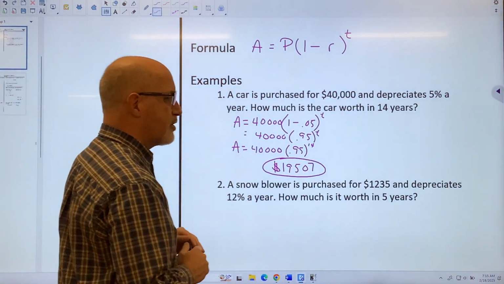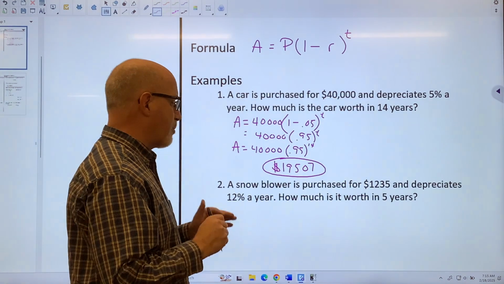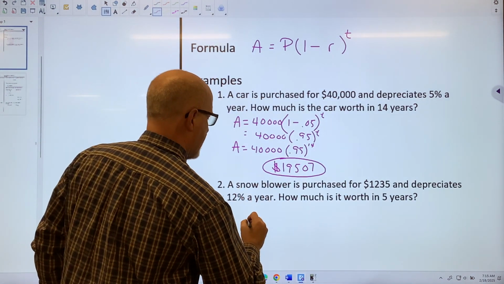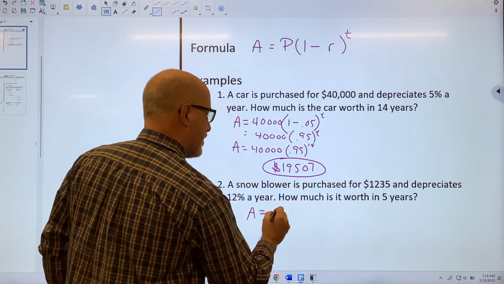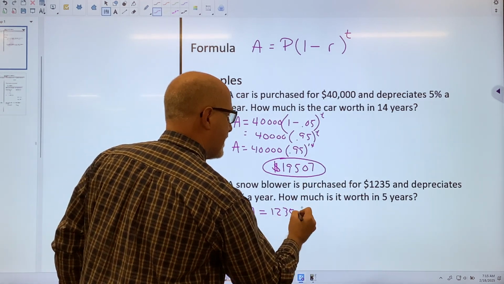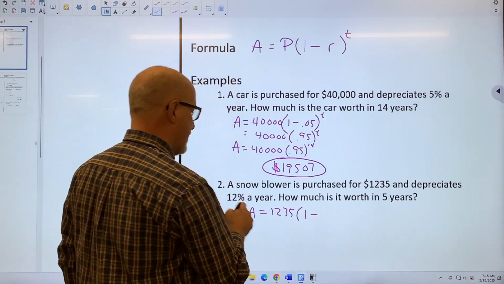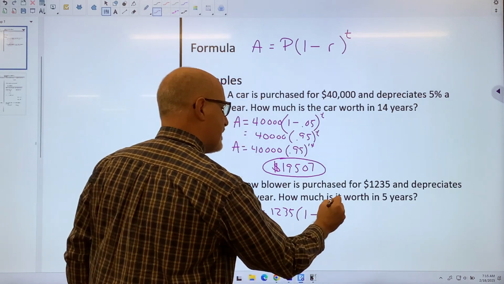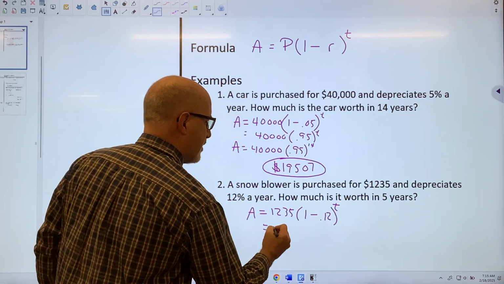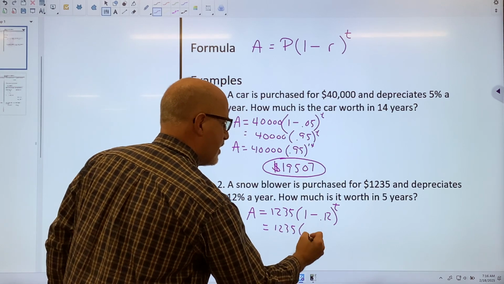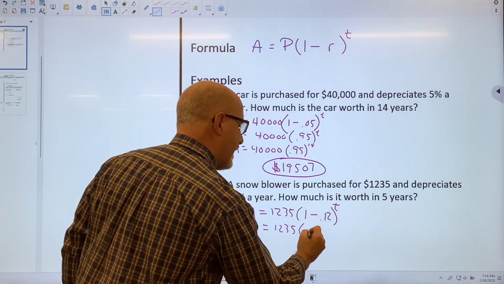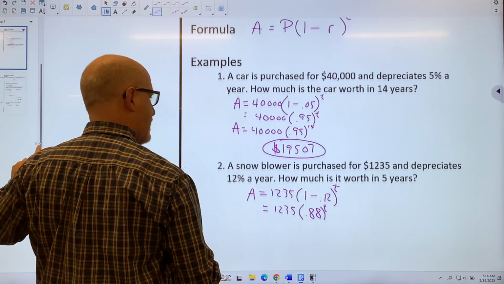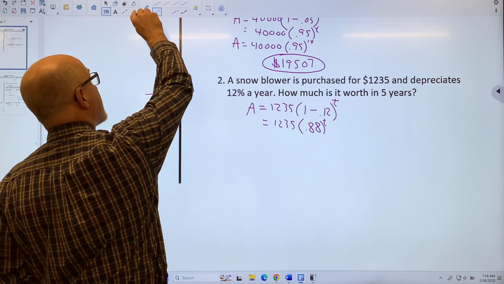A snowblower is purchased for $1,235 and depreciates at 12% a year. How much is it worth in 5 years? So again, we're going to take A equal to the initial amount, $1,235, times 1 minus, it's going to depreciate 12%, so it's going to be 0.12, all to the T power. So we're going to get 1,235 times 1 minus 0.12, which is 0.88. 88% of its value every year is how much it's worth, as it loses 12% every year.